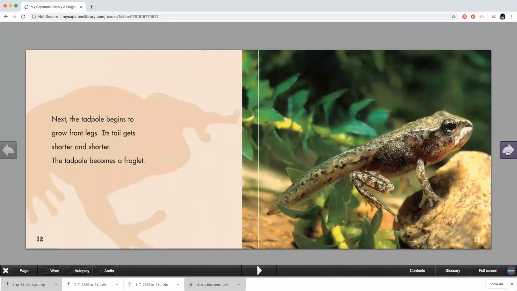Next, the tadpole begins to grow front legs. Its tail gets shorter and shorter. The tadpole becomes a froglet.